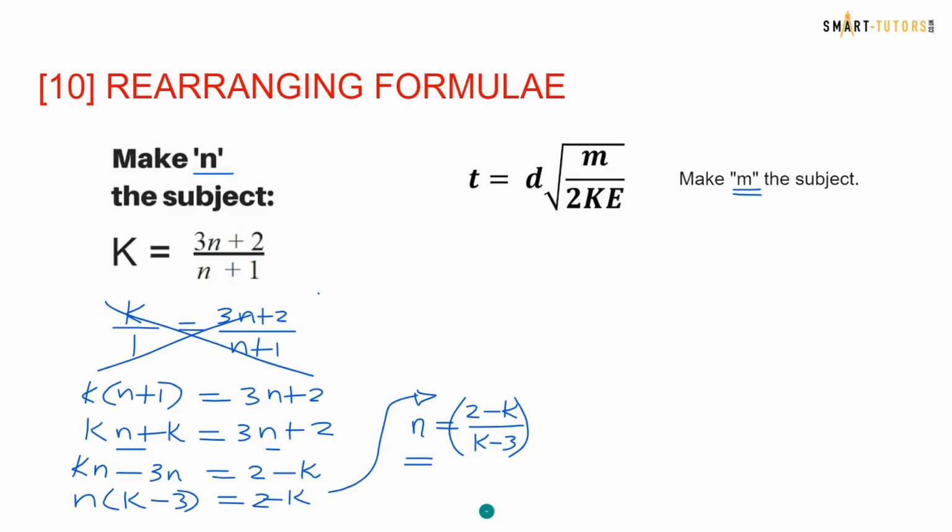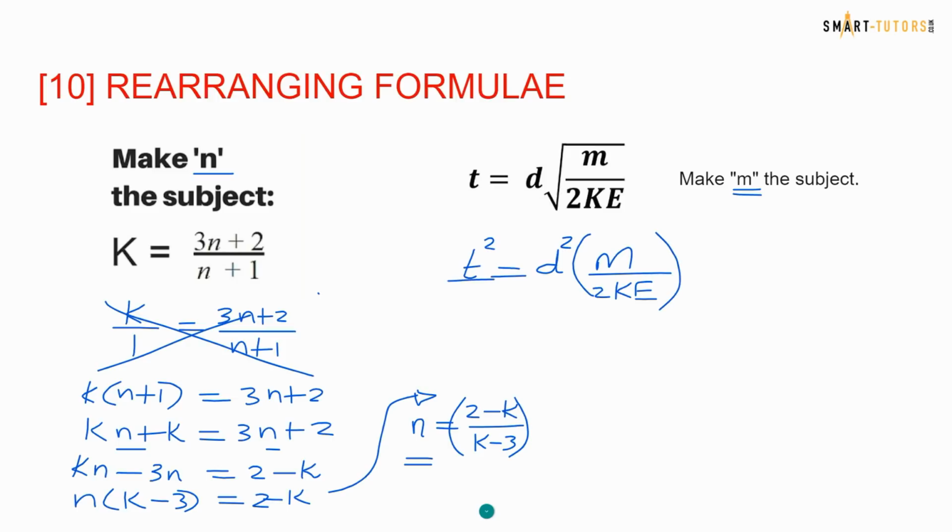So m is inside the square root. To get rid of the square root, you need to square both sides. So when I square the right hand side and left hand side, t becomes t squared. Remember to square the d as well. So that becomes d squared and the square root is gone. So you are only left with m over 2ke.